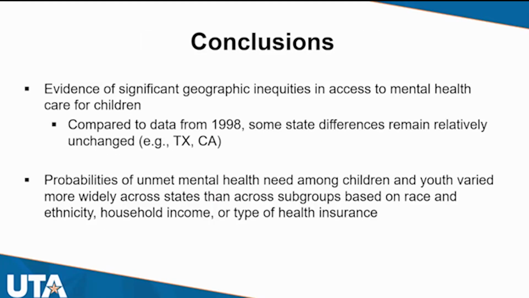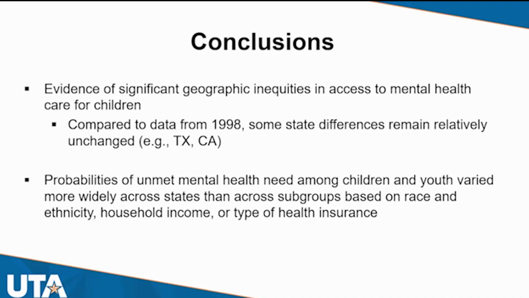So the conclusions from this study were that there is evidence of significant geographic inequities in access to mental health care across states. Comparing this to the findings from the 2003 study that I was trying to update, data from 1998 showed that Texas and California had some of the highest rates of unmet mental health need in a sample of 16 states. In 2007, Texas had the highest rates of unmet mental health need, and California was among the highest as well. So these states do look a little better in this study, but are still not great.